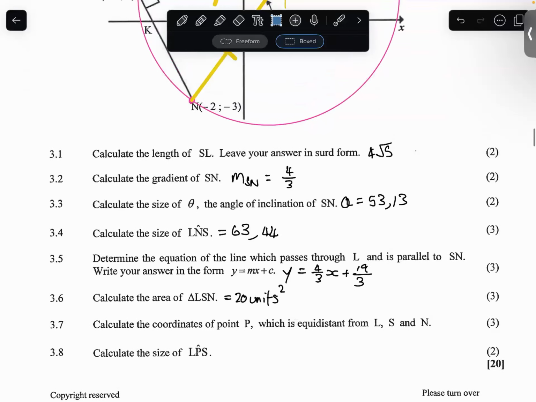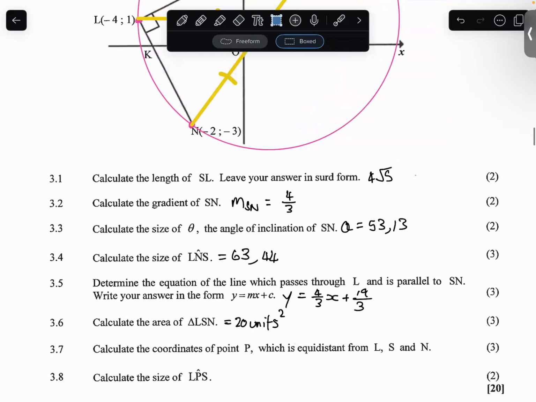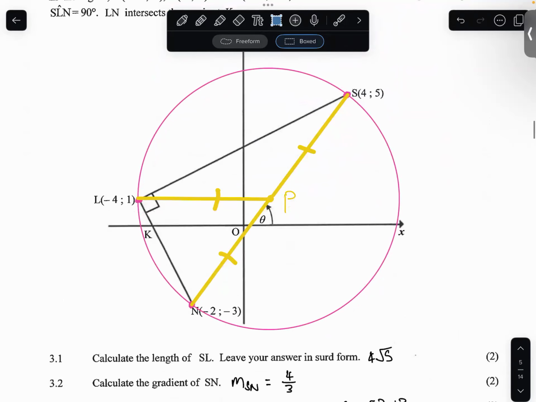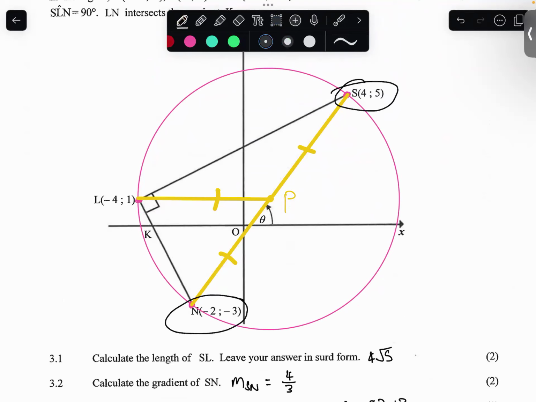Right, okay. So that means P is the center of the circle. And to get the center here, it's quite simple. All you have to do now is find the midpoint of SN. Because remember, SN is a straight line, it's the diameter of the circle, right? And so we're going to find the midpoint of that.